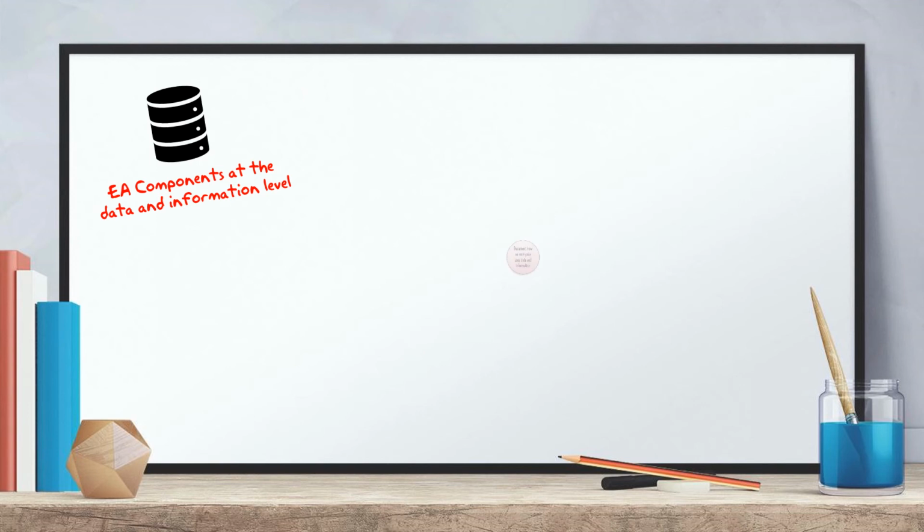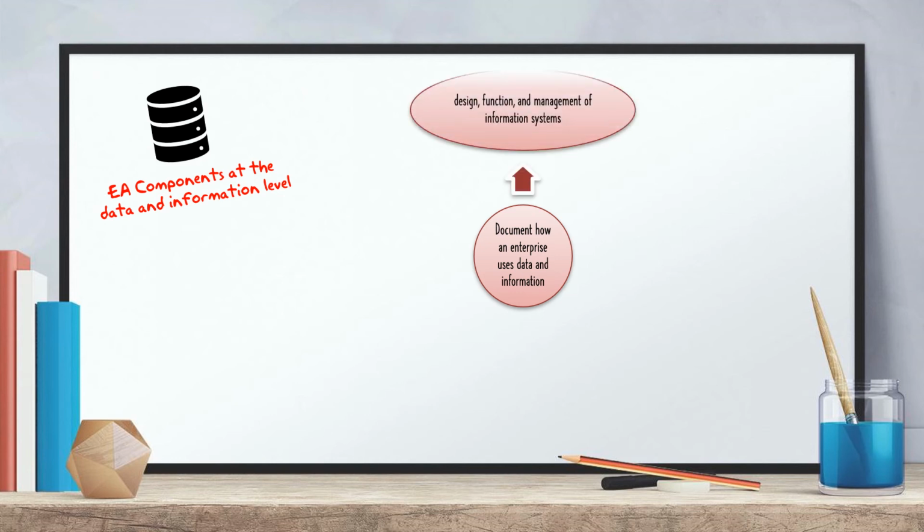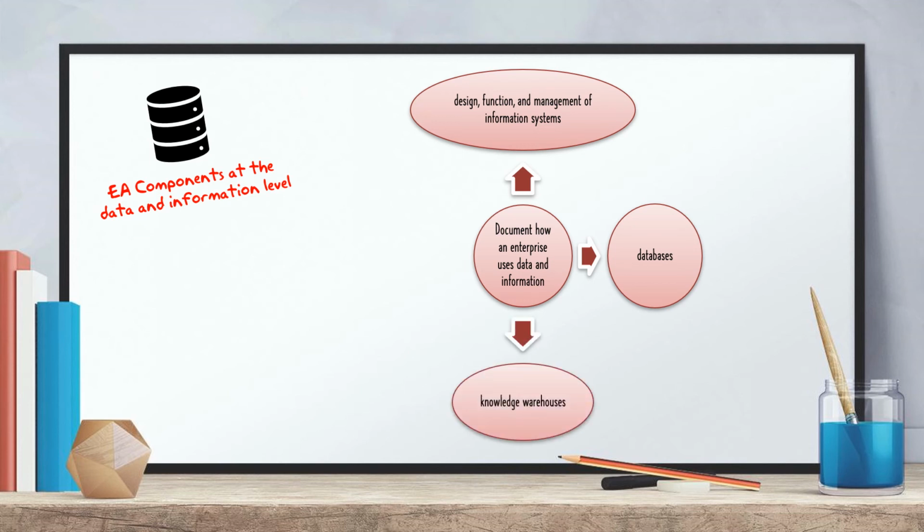So at this level, how an enterprise uses data and information is documented. So EA components at this level include documentation on the design, function, and management of information systems and databases. We have knowledge warehouses and also data marts, but it also depends on the enterprise itself. If they have more components to be added, then it will expand to have more than what we have listed here.